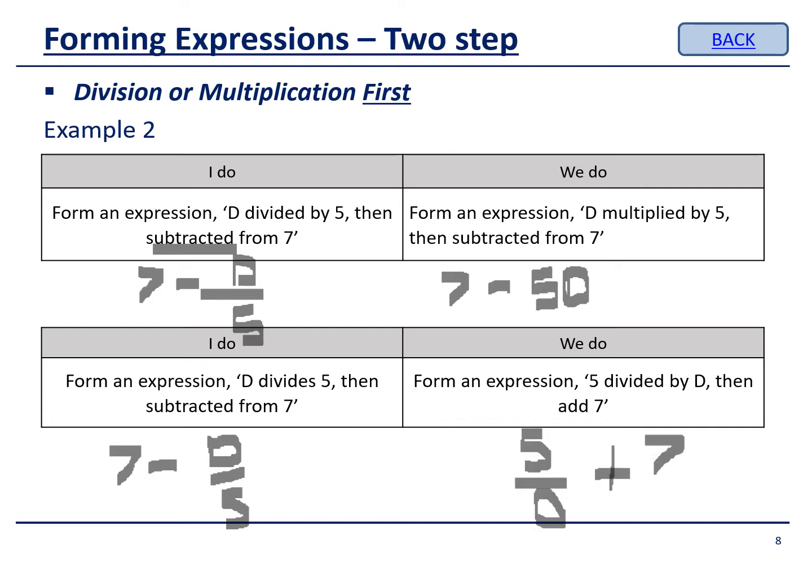They mixed it up a little bit more here. So this time it's 5 divided by d, so switching them two around in the first step, and then add 7. Okay, and the 7 goes back to the second step on this occasion. Well done if you got that right. I'm hoping that we're starting to really get the hang of this now.